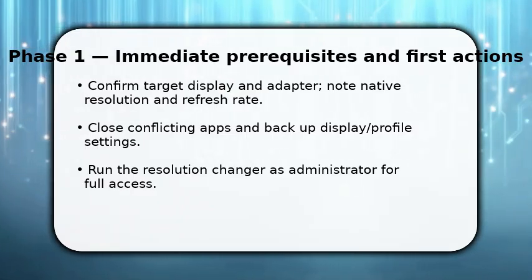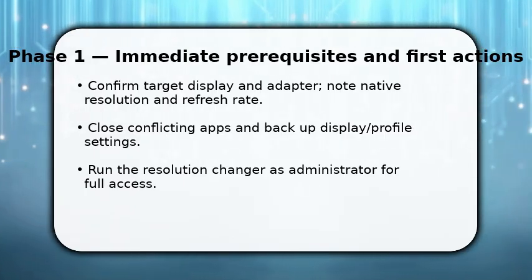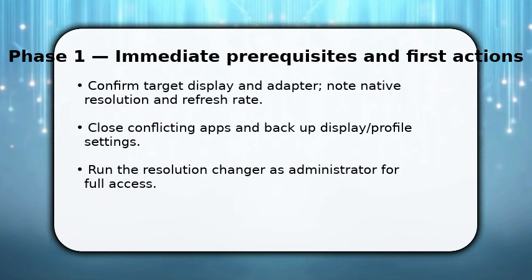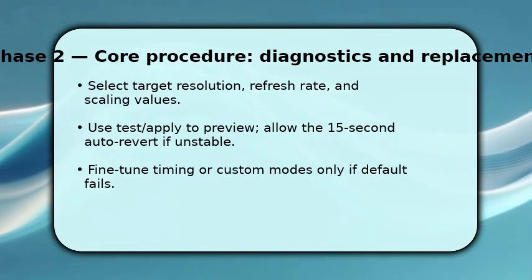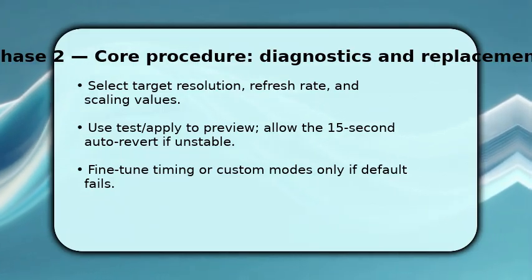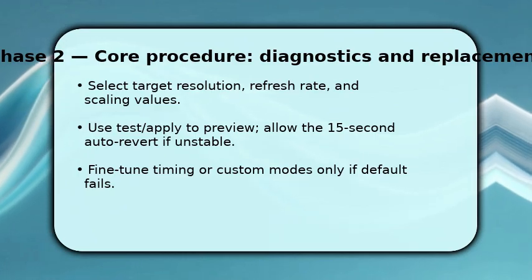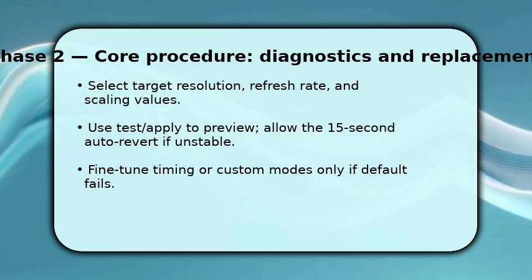When the interface appears, select the correct monitor and the preset list, because choosing the wrong device creates mismatched output. Now you adjust resolution, refresh rate, and scaling, paying attention to the native and maximum values supported by the monitor. Apply the change using the preview or test button so you get a short rollback window. This prevents a black or unreadable screen.